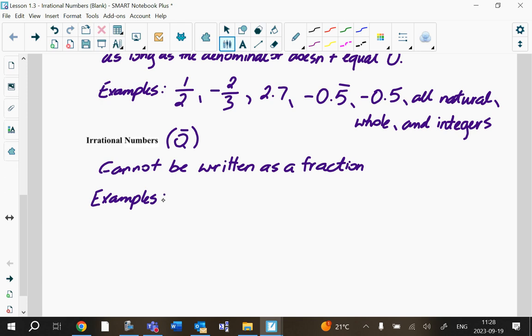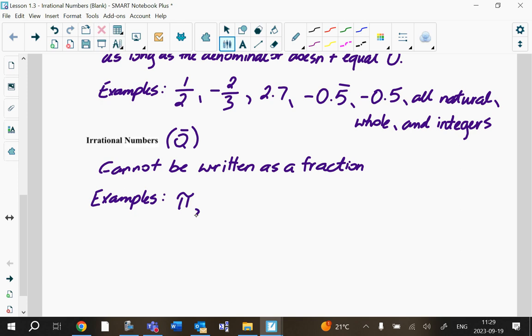There is one number that you guys have been working with, a number that, if it's in decimal form, never repeats and never ends. Pi. Pi is definitely an irrational number, because if it never repeats and never ends, you can't write it as a fraction. There are also a whole bunch of others.